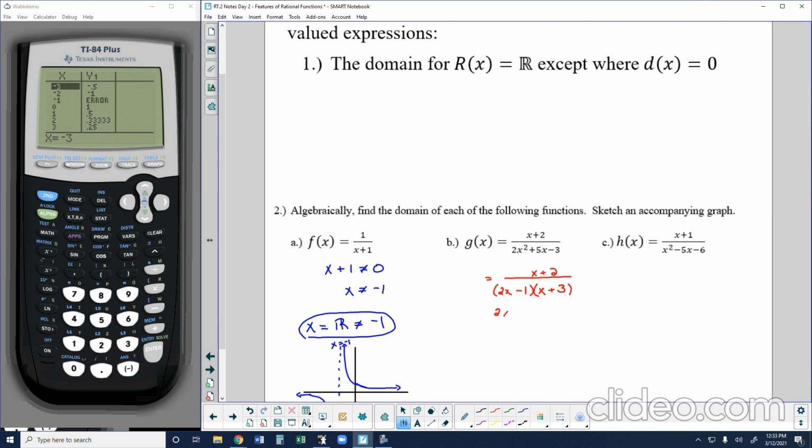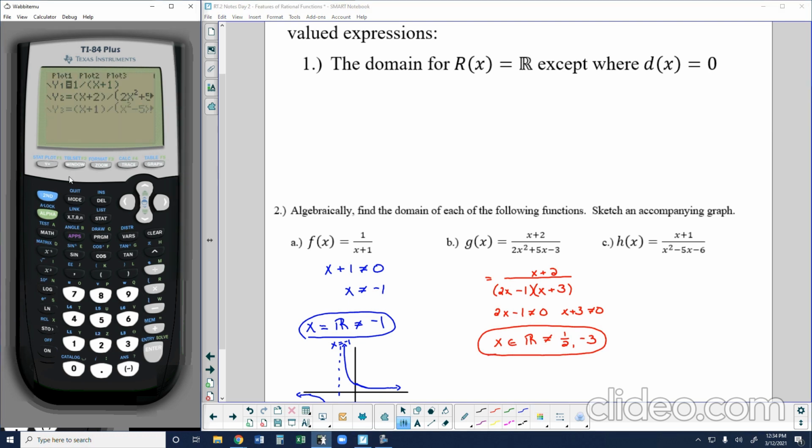So essentially what we can do is we can say that 2x minus 1 cannot equal 0, and x plus 3 cannot equal 0. And then you'd go through the steps, so therefore the domain is all real numbers except for +1/2 and -3, the two numbers that would create a 0 in the denominator.